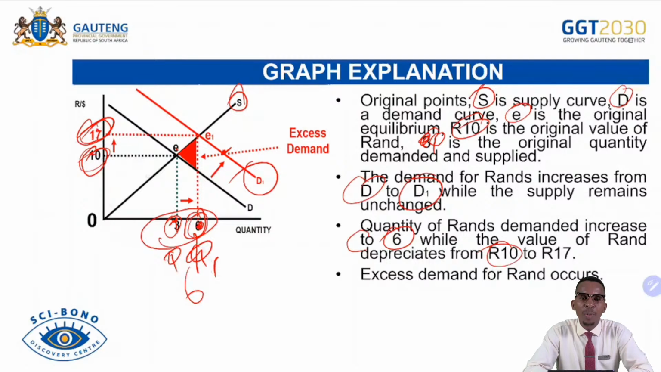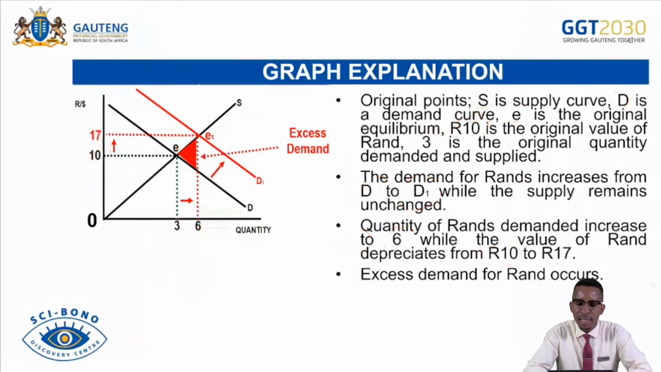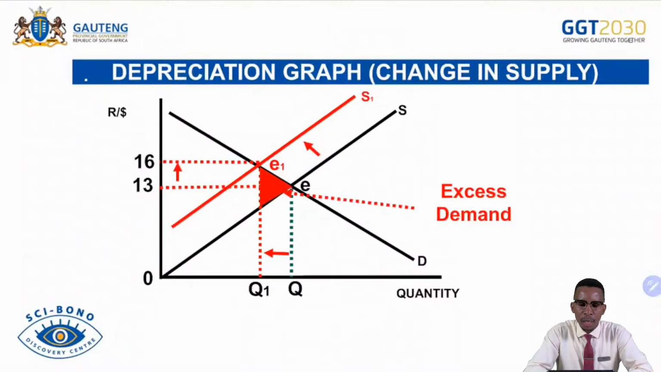That means local consumers will find it expensive to import goods and services, which will lead to welfare loss, because now imports will become relatively expensive for South African citizens. We continue with the depreciation. It is still the excess demand. How? There must be a decrease in the supply while the demand remains constant.